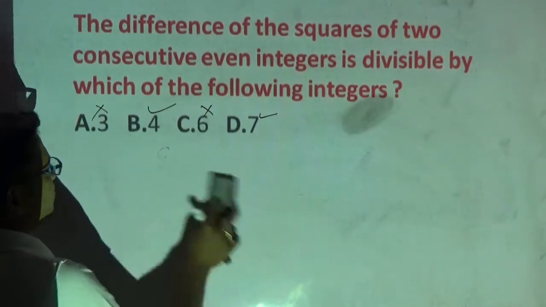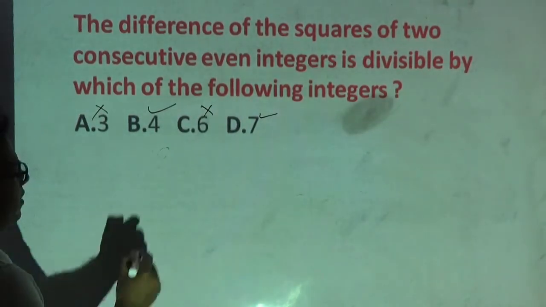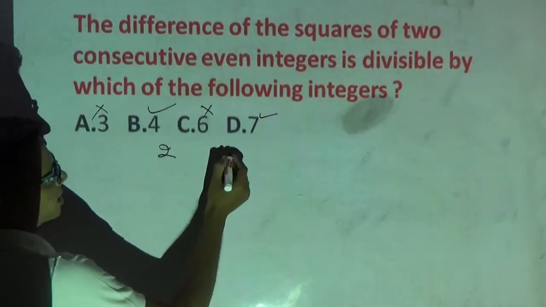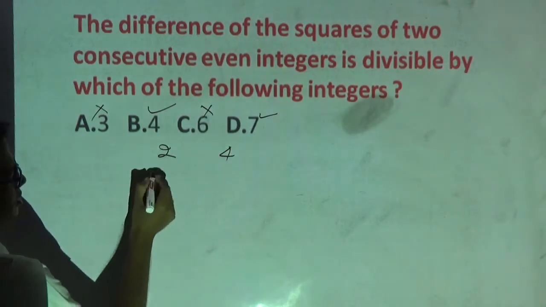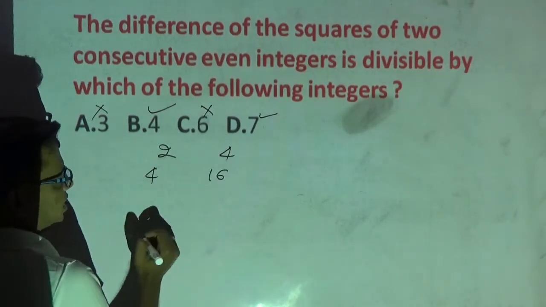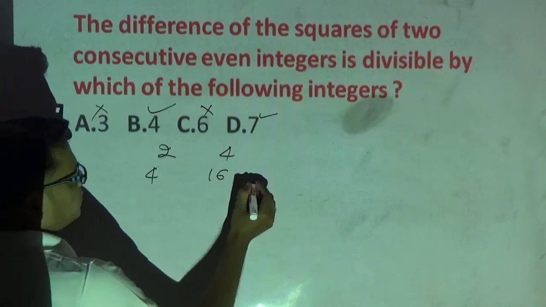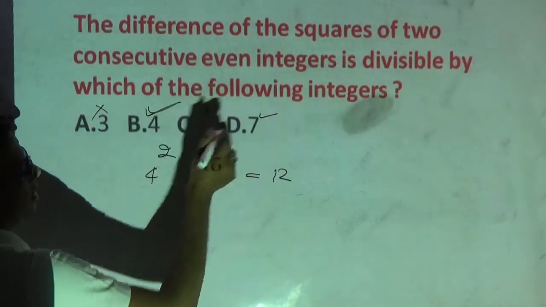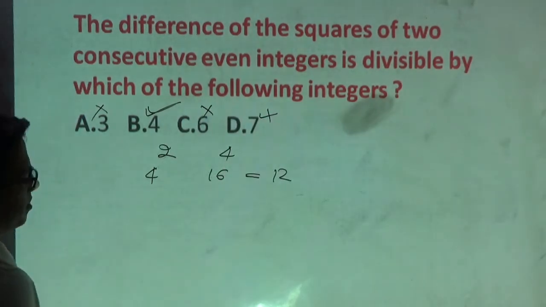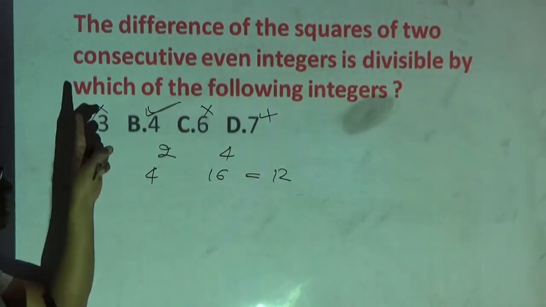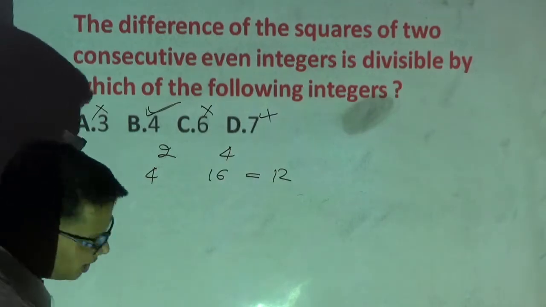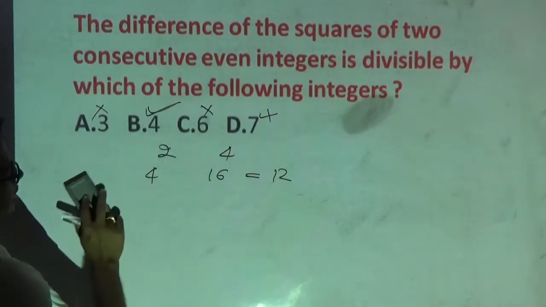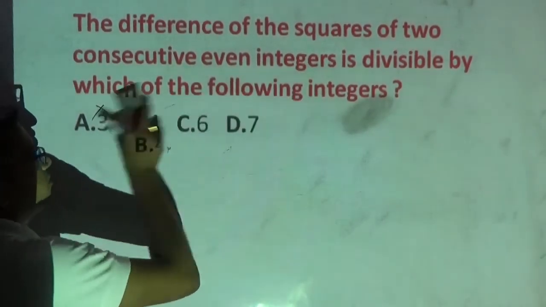I will take one more example and check. I will take the even number 2 and another even number 4. The square of 2 is 4, and the square of 4 is 16. What is the difference of the squares? 12. 12 is divisible by 4 but not by 7. In this case it is not divisible by 7. Therefore the answer is only 4, not 7. So I put the generalized formula in initially. Hope you have understood this problem.